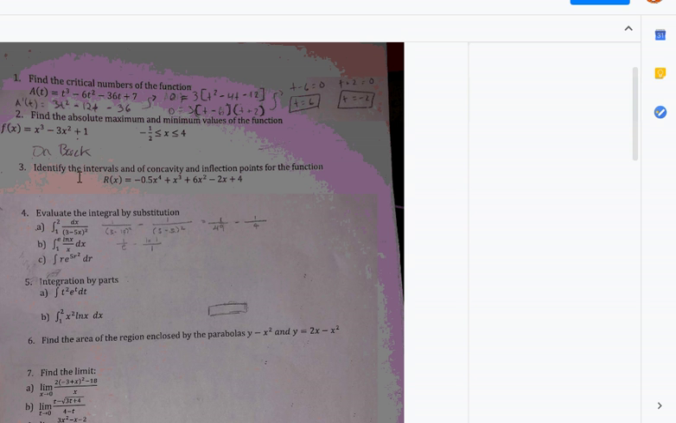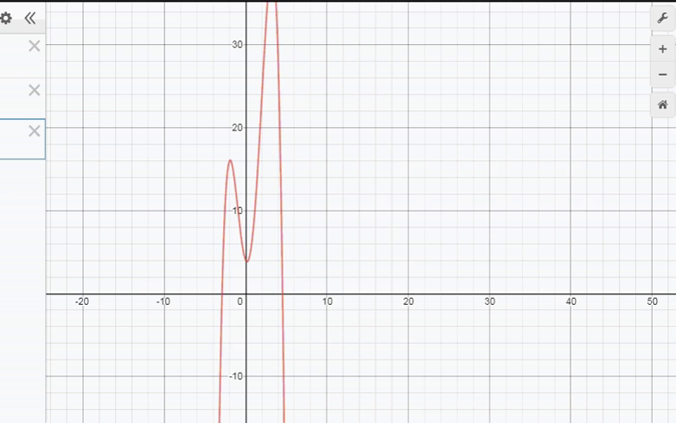All right, so we've got the first one we're going to start with, number 3. It says identify the intervals of concavity and inflection points for the function, and then we have a function right here. I'm going to explain this by looking at a graph real quick. Looking at this graph, what we're talking about is where this graph opens down, where it opens up, then where it opens down again, and we've got to figure out where it stops opening down and starts opening up.